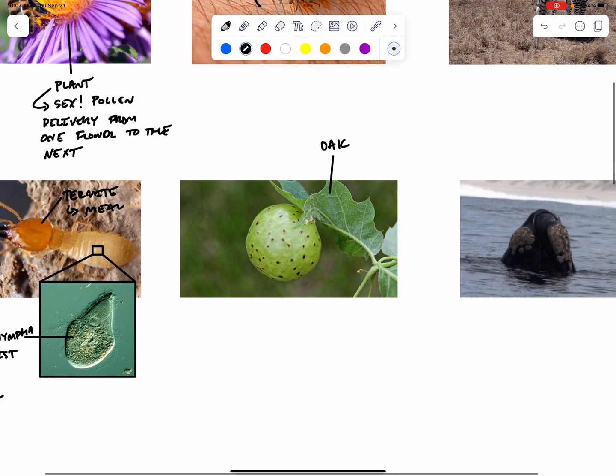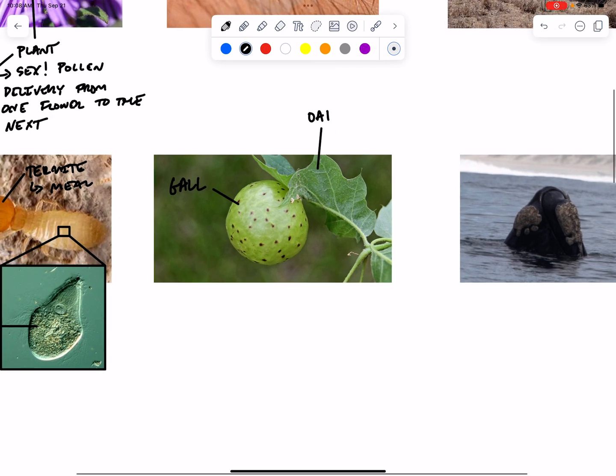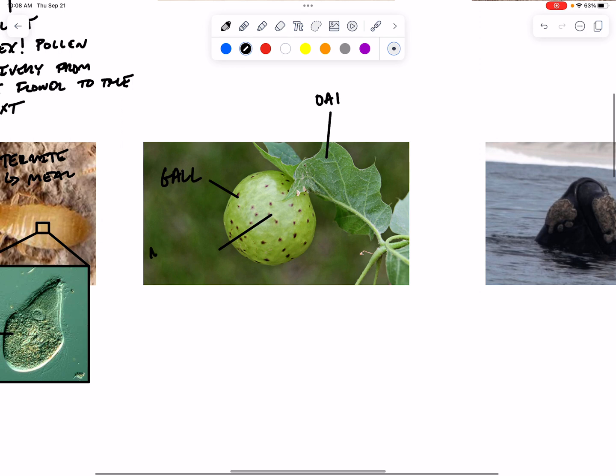A leaf of an oak. And this is a structure called a gall, G-A-L-L. And inside of this gall, if we were to open it up, we would find the larvae of a type of wasp called a non-stinging wasp.